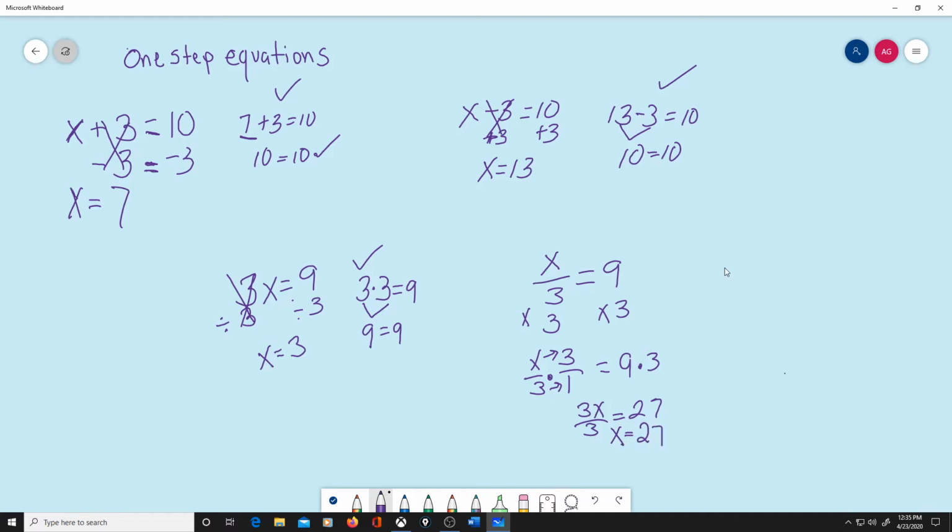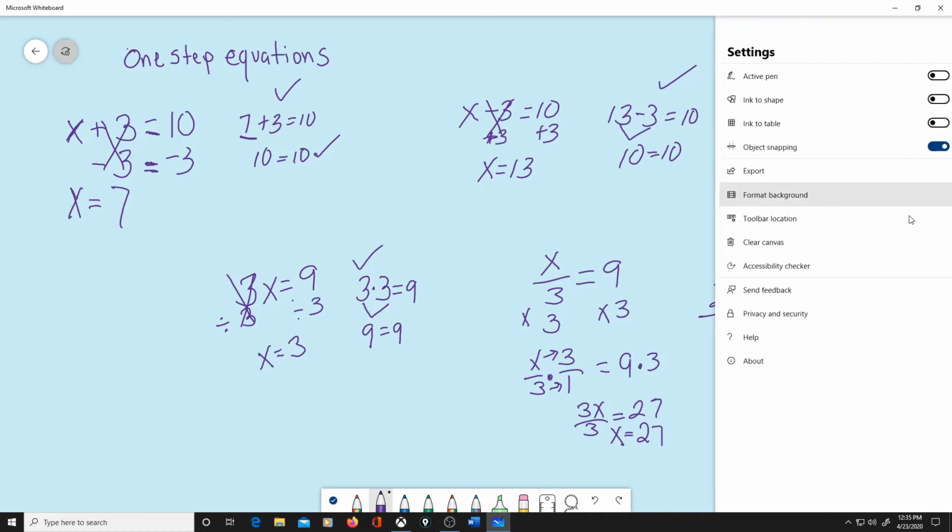Again, we want to check this. So let's check 27 over 9. Sorry, 27 over 3. Let's just fix that. A little happy accident there. Equals 9. We know that 3 goes into 27 9 times. 9 equals 9, and that gives us our check. So that's really nice. So those are your basic operations when you're looking at one-step equations.